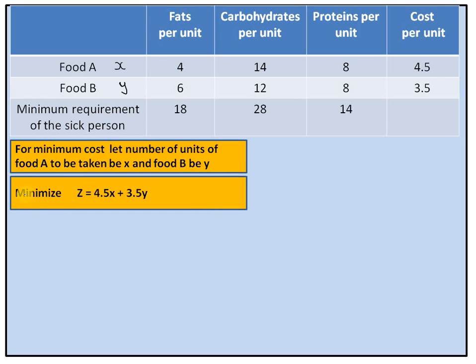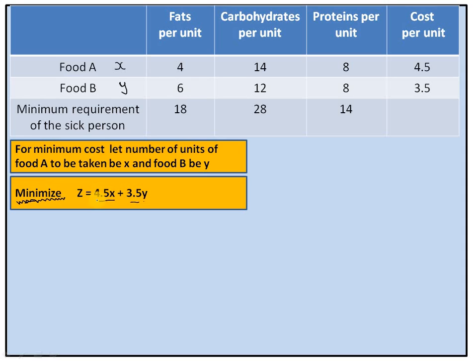Z is the cost which is 4.5 times X because he is taking X units of A और यूनिट A का एक यूनिट को लगता है 4.5 रुपीज. And he is taking Y units of food B and food B is costing 3.5 rupees per unit. And this he has to minimize. Cost he has to minimize.